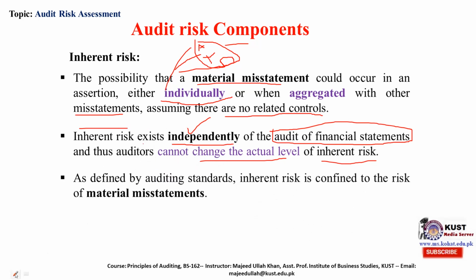As defined by the auditing standards, inherent risk is confined to the risk of material misstatement. So the possibility that there would be some material misstatement in the financial report or at any account balance, transaction, or disclosure.